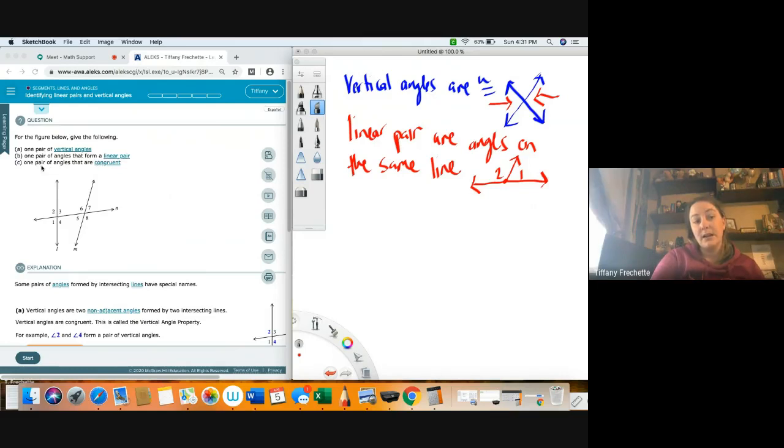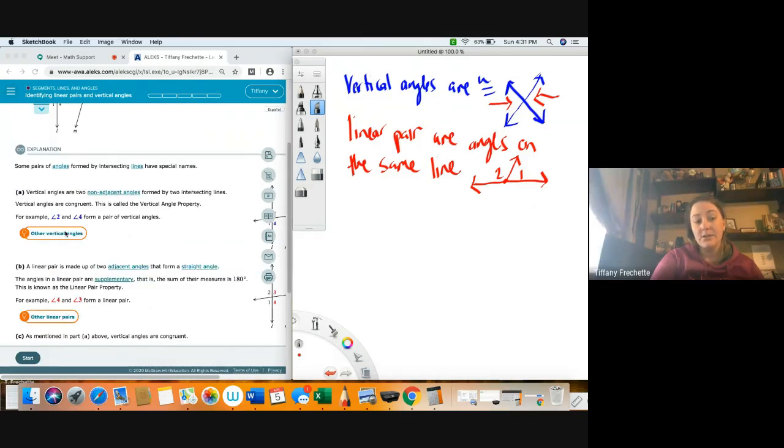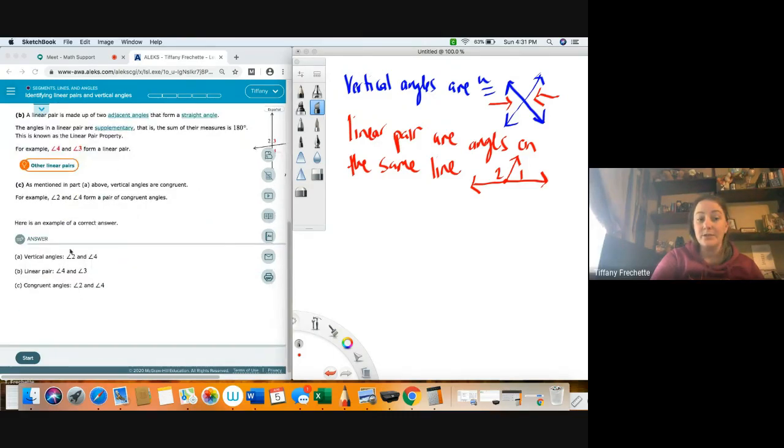And then one pair of angles that are congruent. Whichever ones you identify as vertical angles, just put that exact same answer for congruent because vertical angles are congruent. All right, let's go ahead and get started.